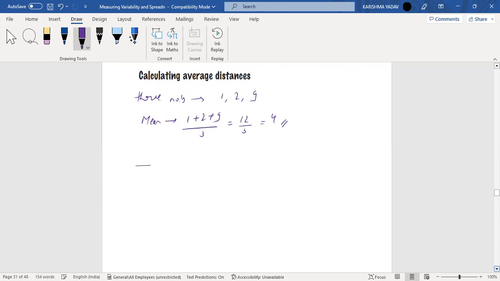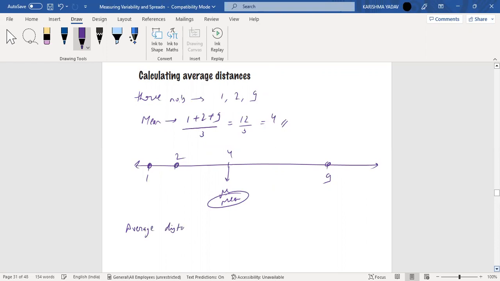For that, let's draw these numbers on a line. Here is my first 1, it is 2, and 4 will be somewhere here, and the 9 point will be somewhere here. Now these are the corresponding points, 1, 2 and 9, and this is the mean, mu. Now what do we have to calculate? We have to calculate the average distance from the mean. Let's do that.